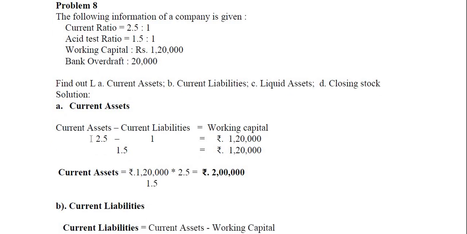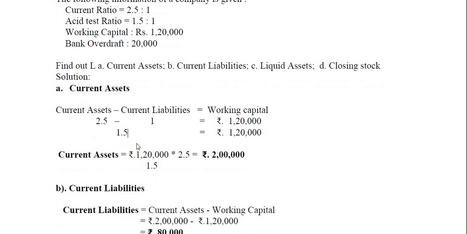See the formula here. What is working capital? You are given with working capital 1,20,000. What is working capital? Working capital is equal to current assets minus current liabilities. So the ratio is given 2.5 is to 1. So 2.5 current assets. Current liabilities 1. The difference between the two is 1,20,000. So 2.5 minus 1 is equal to 1.5. So 1.5 is equal to 1,20,000.